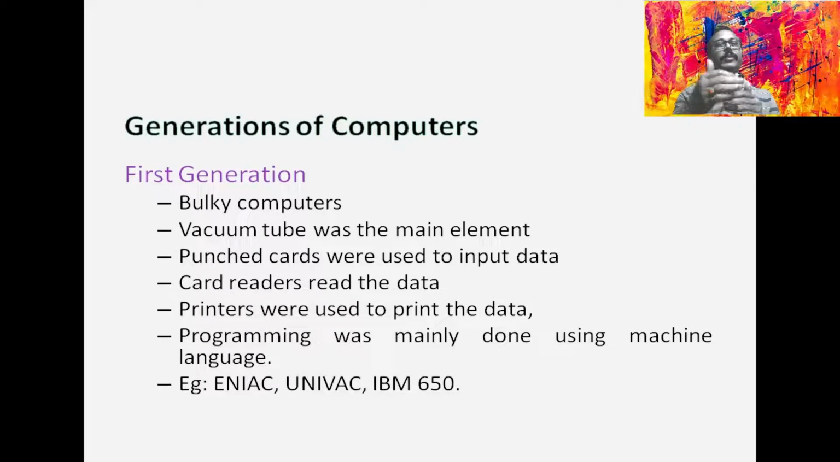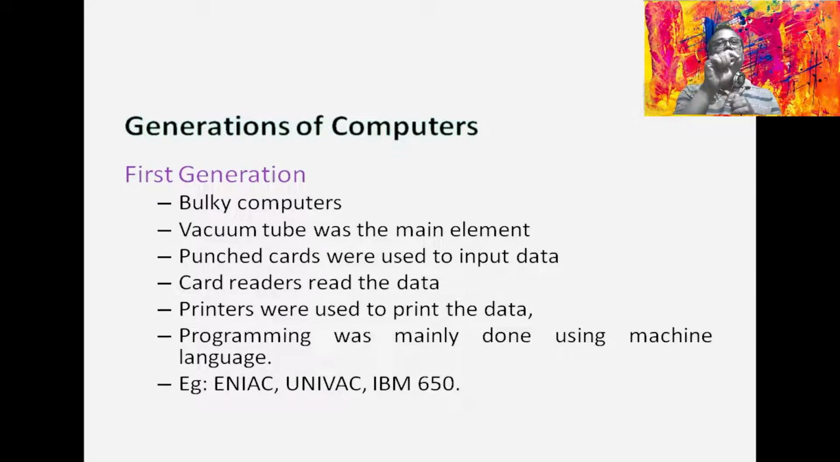Punched cards were used to input data. Card readers could read those punched cards, and printers were used to print the data. These were not the laser printers used nowadays, but line printers, dot matrix printers, etc. And programming was mainly done using machine language.